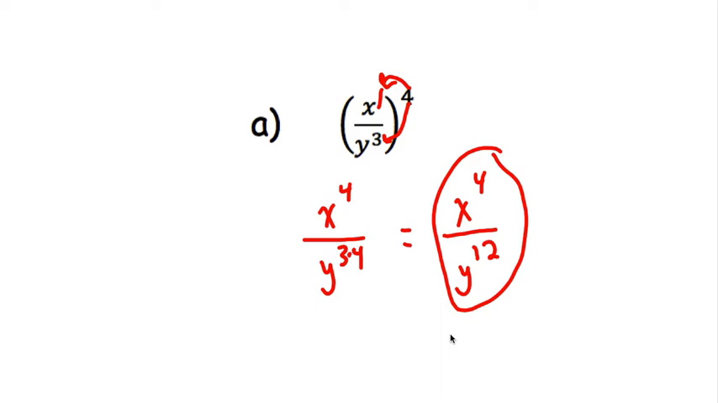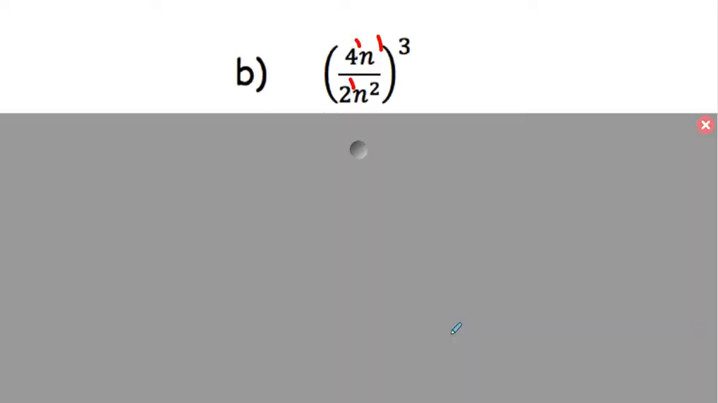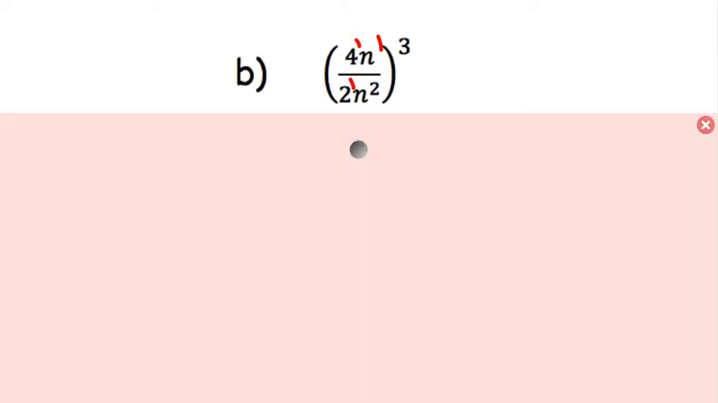Now, you don't have to show this 3 times 4. You could just do that and get 12 for your answer. All right, so let's follow along with me here on this one. You can see here I did fill in all the ones there. Anything that didn't have a visible exponent, I just put a 1 in there. So now I'm going to take this 3 and just multiply that through.